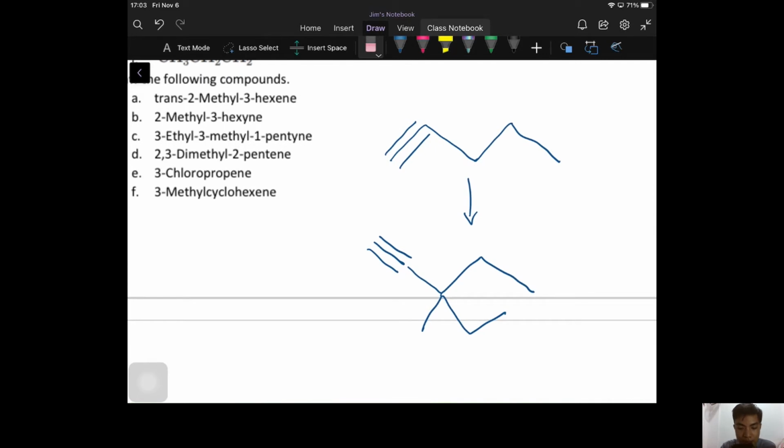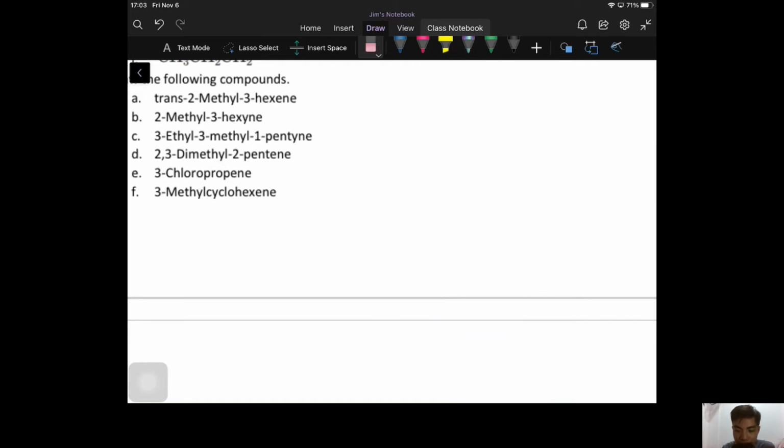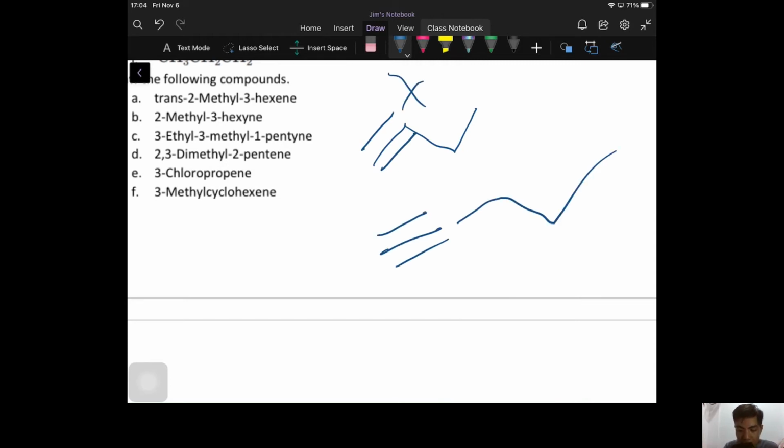Last na to. Letter D. 2,3-dimethyl 2-pentene. 2,3-dimethyl 2-pentene. Double bond to. So, okay lang yung zigzag. Pag yne, walang zigzags. Hindi. Not necessarily walang zigzag. Pero hindi ka pwede mag-zigzag sa triple bond, ha? X yan. Kailangan straight line lang yan. Tapos, doon ka na lang uli mag-zigzag sa hindi triple bonds, no?